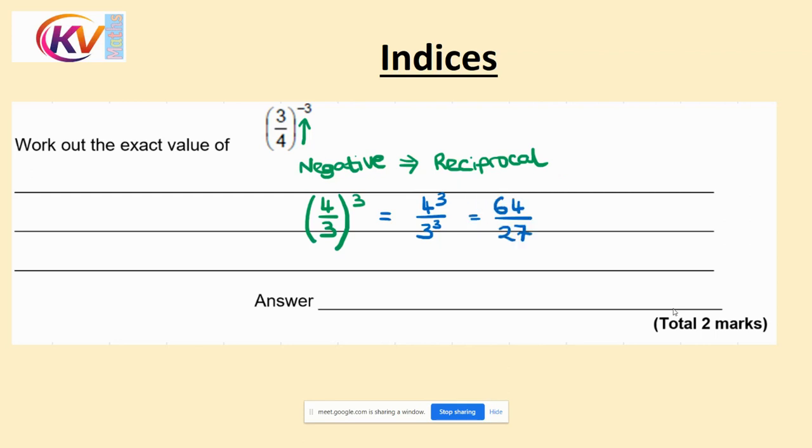4 times 4 times 4 gives me 64. 3 times 3 times 3 gives me 27. It doesn't specify to write it as a mixed number, so you are absolutely fine to leave it as 64 over 27. That would get you 4 marks. They would probably add an extra mark on if they asked you to convert it into a mixed number at a later date.